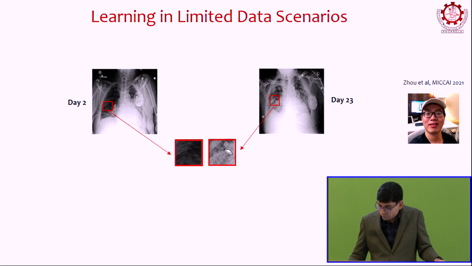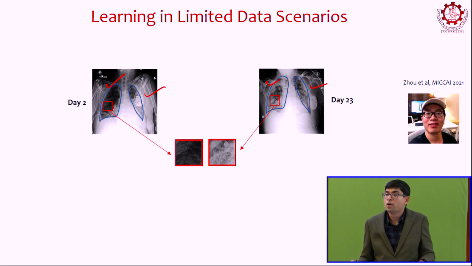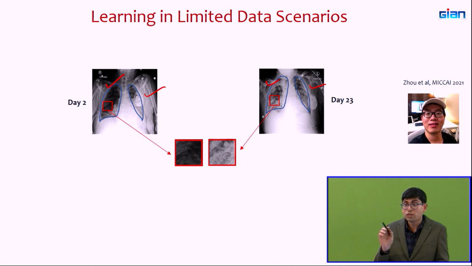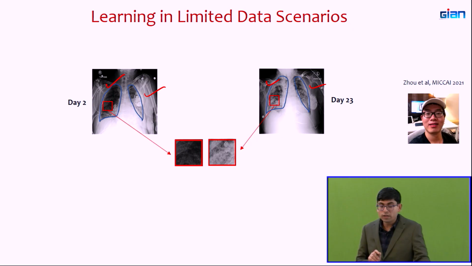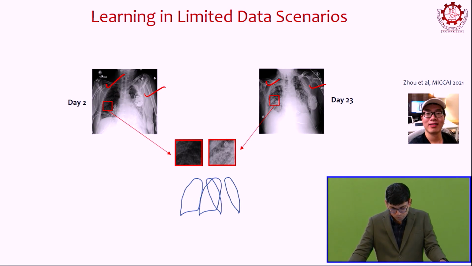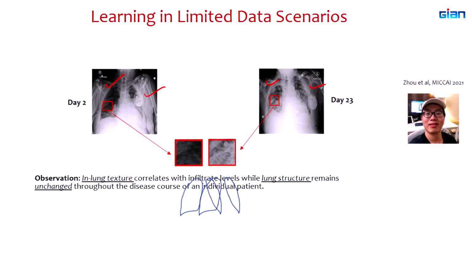However, if you look at the structure of the lung, you see that the structure of the lung remains the same. The outline of the lung, the structure of the lung remains the same in this disease. Again, just this disease. There are diseases where the structure of the lung changes, but in this particular disease, we saw that for the most part the structure of the lung remains the same. So this observation was that the in-lung texture correlates with infiltrate levels, while the lung structure remains unchanged.